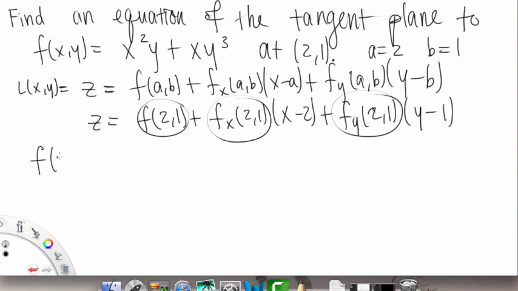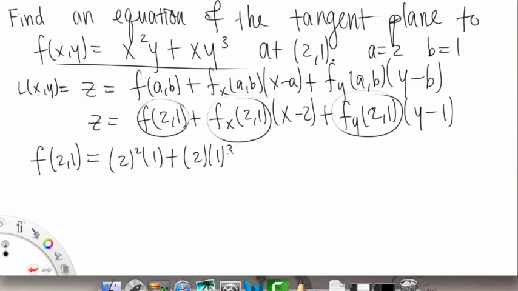Okay, so first of all, f of 2, 1 will be obtained by just plugging 2 and 1 in for x and y in our original function. So we have 2 squared times 1 plus 2 times 1 cubed. So that's just going to equal 4 plus 2, which is equal to 6. And then the next thing that we have to find is our f sub x.